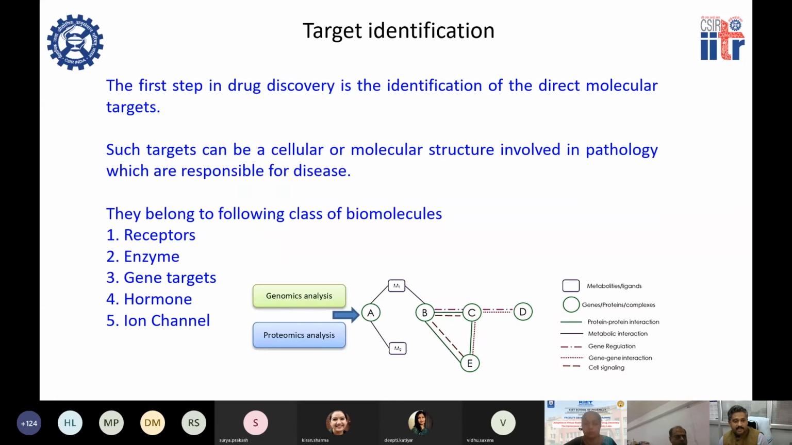So target identification: we have several kinds of targets, like a receptor you can choose, an enzyme, a gene target, a hormone or ion channels. That is the first part, how you start your drug discovery process by identifying your direct molecular targets. The fundamental concept is that a target is a cellular or molecular structure involved in the particular pathogenesis or disease condition. Okay, that's your target.